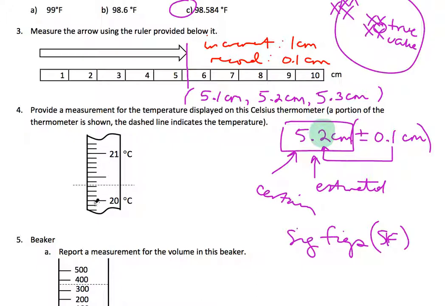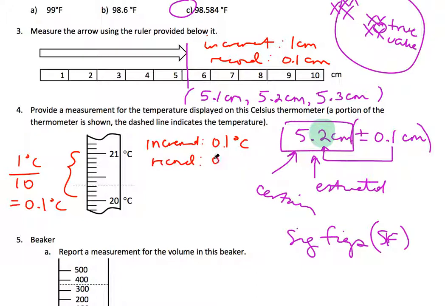What is the increment of each of these lines? So I know from 20 to 21, okay, so here's 21 and here's 20. I know that there's 10 lines, so each line means it's a tenth. This is 1 degree, and I'm dividing it into 10, so that's a tenth of a degree. So each of these lines is a tenth of a degree, so my increment is 0.1 degree C, so I'm going to record to 1 more decimal place, or 0.01 degrees C.